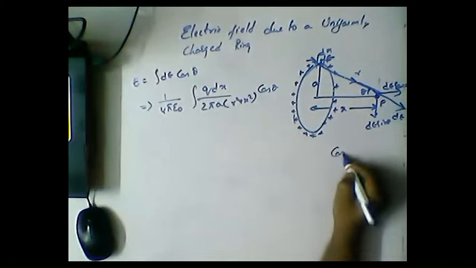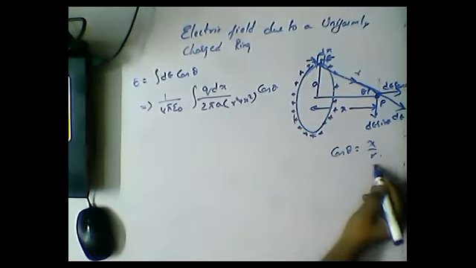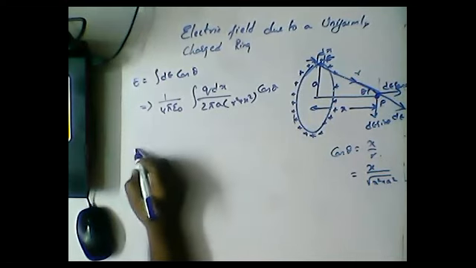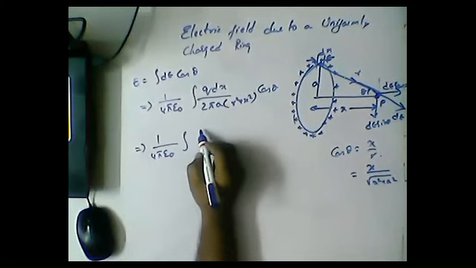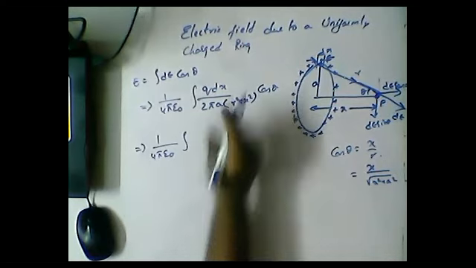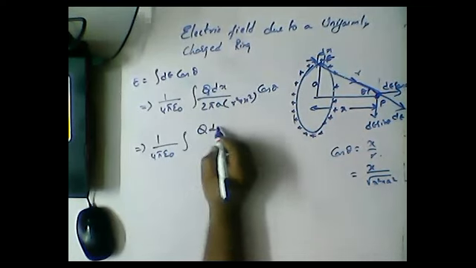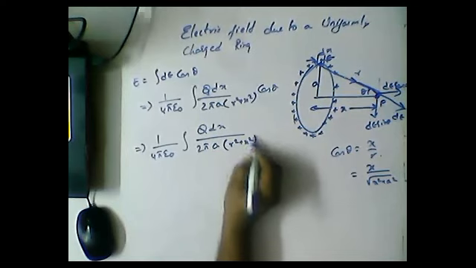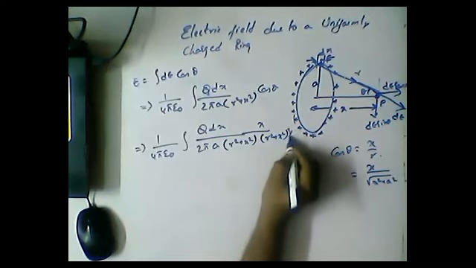from the diagram we can write cos theta is equal to x by r. But r we already know, r is the square root of x square plus a square. So we can write this as 1 by 4 pi epsilon, and here I'm writing capital Q now. So capital Q dx by 2 pi a, and here it is r square plus x square into x by r square plus x square whole power 1 by 2.